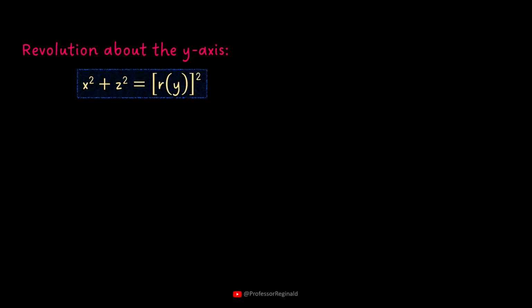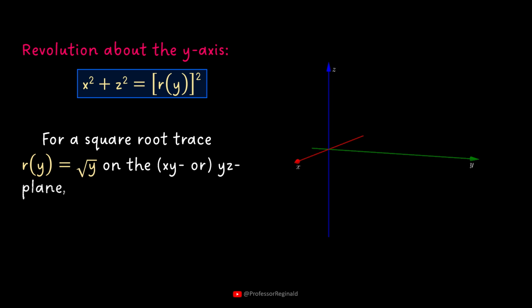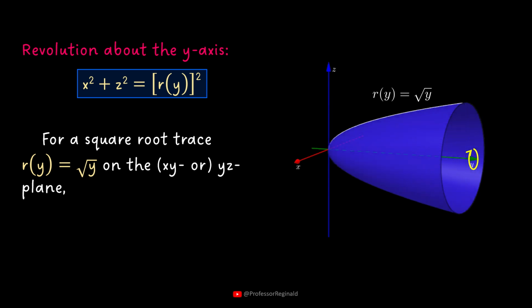Revolution about the y-axis. The equation has the sum of x squared and z squared, and it is equal to the square of the radius function of y. For a square root trace r of y equals the square root of y on the xy or yz plane, revolve the curve around the y-axis to generate the surface. The equation of the surface of revolution about the y-axis is the following equation.